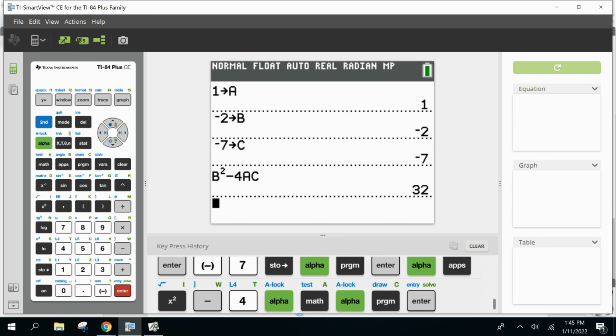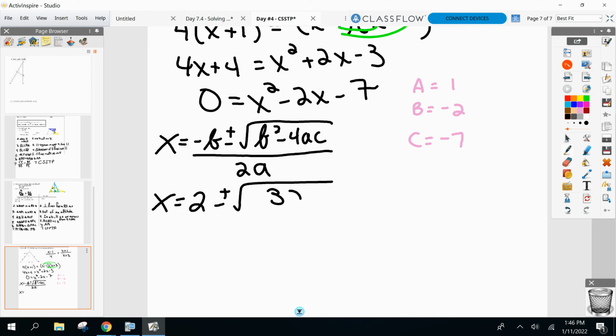Unless you type in something wrong, I guess. But could you do it on your own and get 32? Probably. But you're playing with fire. If you're going to try to do that on your own, I would rather let the calculator do the work for me. So 32 underneath the radical, all over. What's in the denominator? 2 times my A value. So in the denominator, 2.